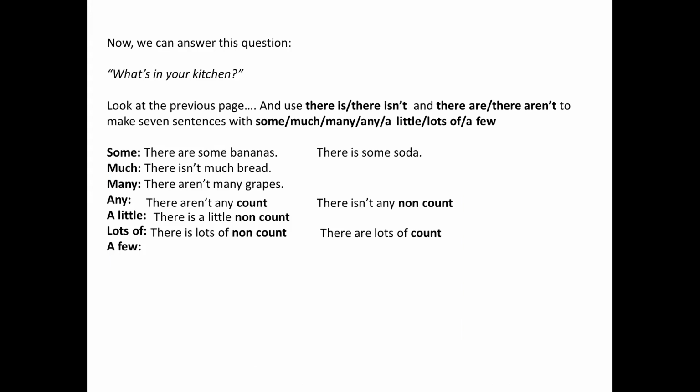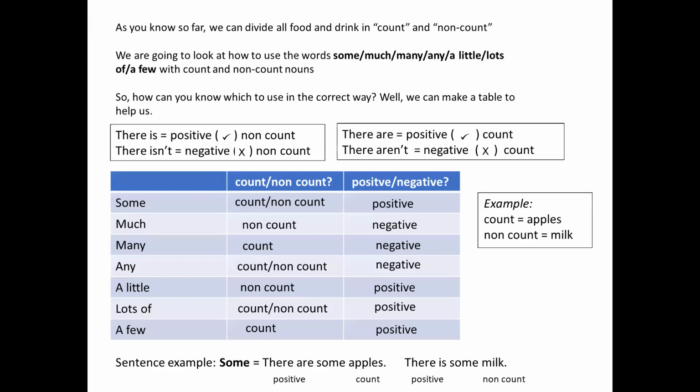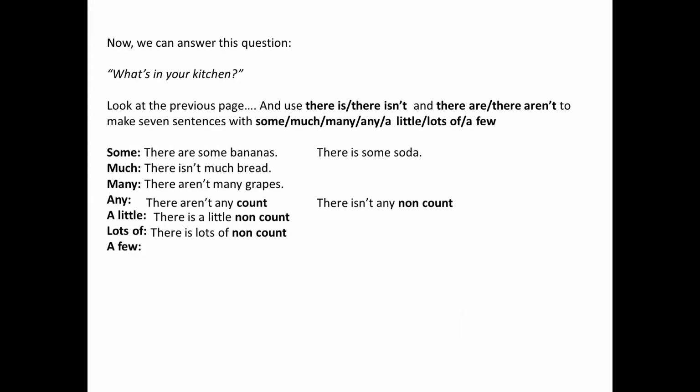Finally, a few. Let's go back to our blue chart. With "a few," we can only make one sentence, and that is count positive. So let's go to "a few." There are a few, count. There are a few strawberries, for example.